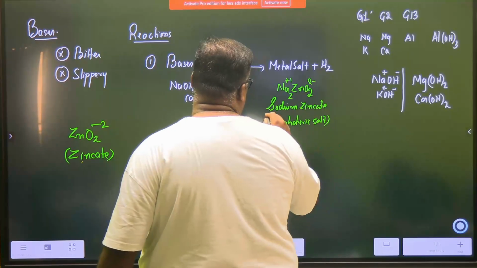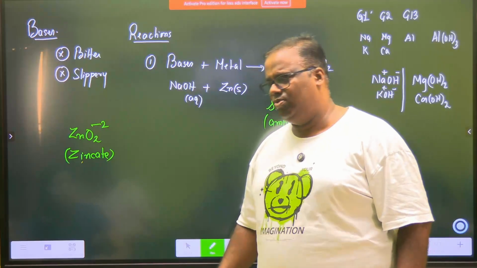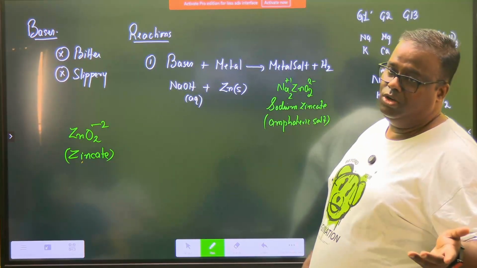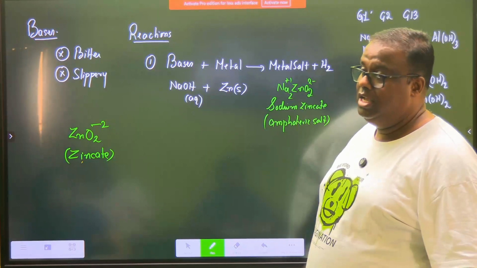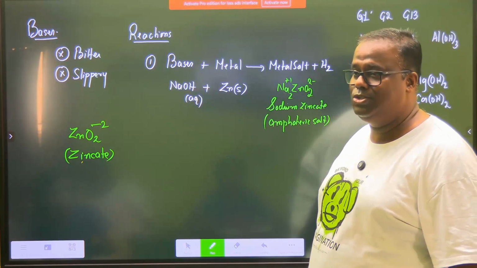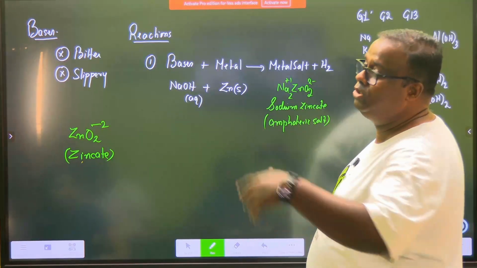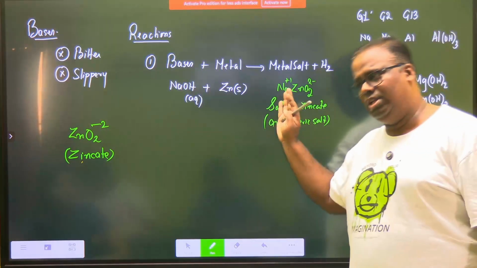There are two amphoteric salts, sodium zincate and sodium aluminate, which we will study later. What is amphoteric? It comes from the word amphibian, an organism which can live both on land and sea. So this is very dangerous. It can behave as an acidic salt also, and as a basic salt also, depending on with whom you are reacting. These are called amphoteric salts. We will read about them.